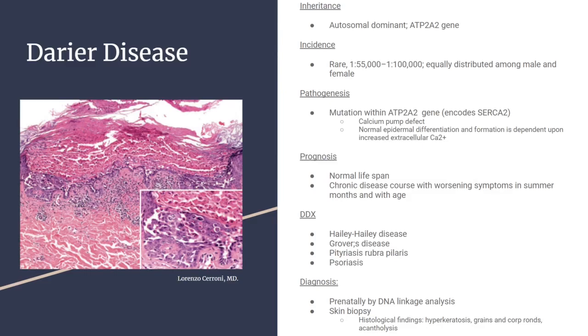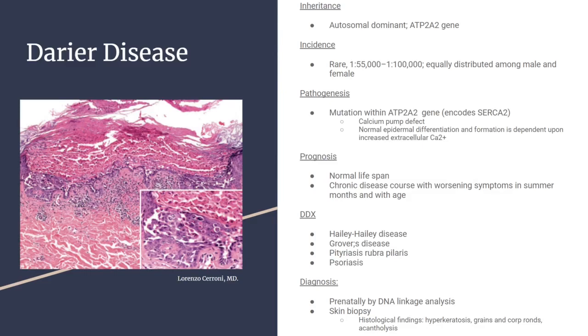ATP2C1, and then just by process of elimination, ATP2A2, it would be Darier's. ATP2A2 is a gene that encodes for SERCA2, and that is a calcium pump that ultimately becomes defective, and this mutation is in the smooth endoplasmic reticulum. The other comparison is Hailey-Hailey's is more in the Golgi.